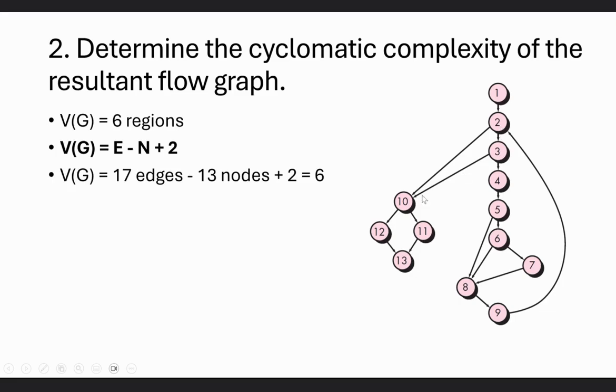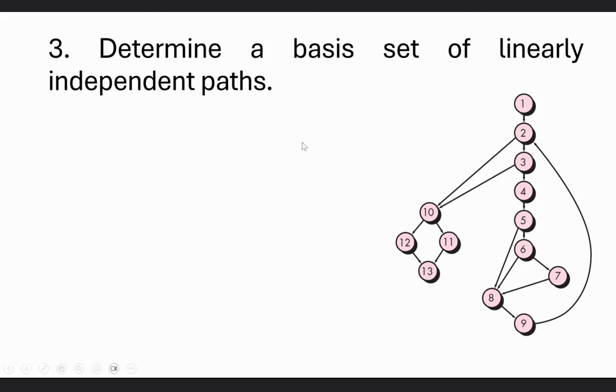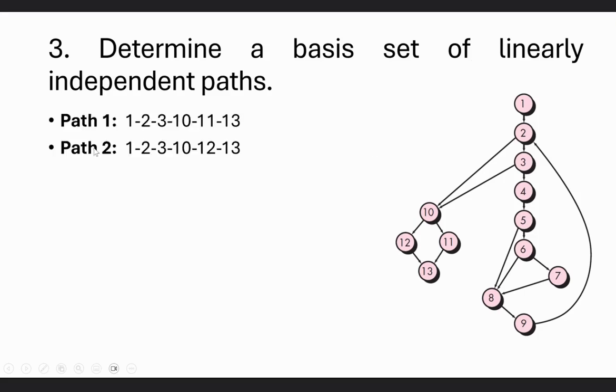And there are 1, 2, 3, 4, 5 predicate nodes. So V(G) is equal to P plus 1. So 5 plus 1, which is also 6. So the cyclomatic complexity we have calculated in any of the 3 ways results in 6. So this control flow graph consists of 6 independent program paths. The next step is finding the basis set of linearly independent paths.